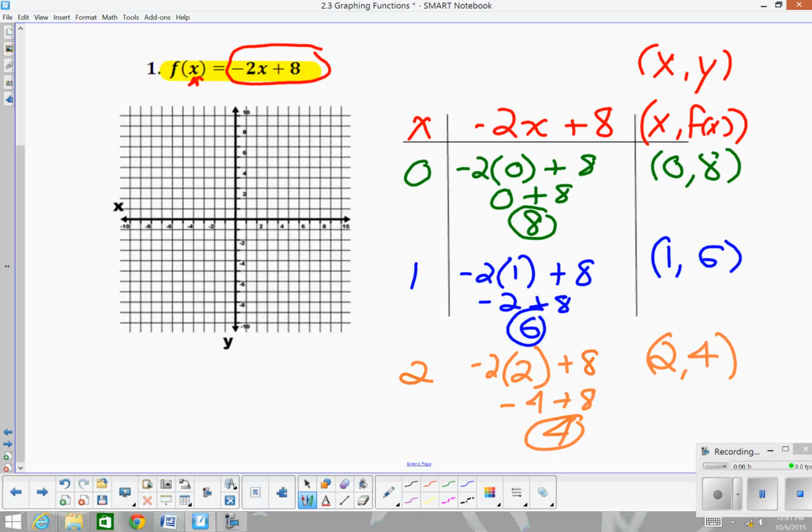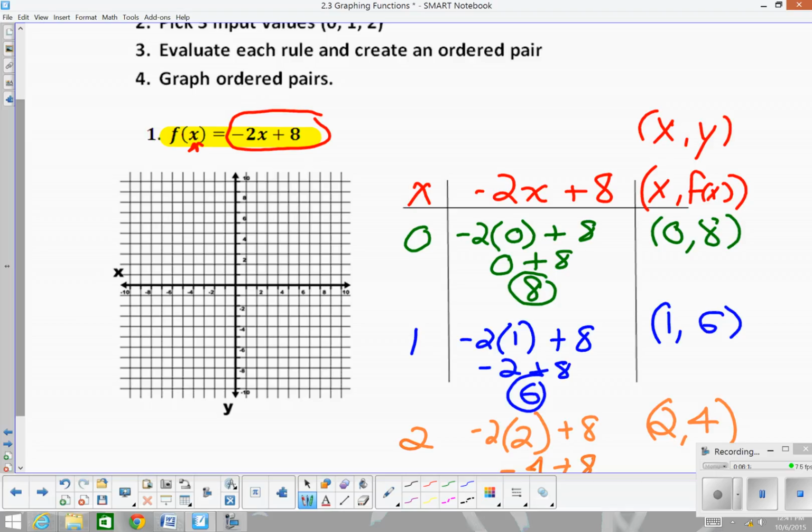Now, I have 1 ordered pair, 2 ordered pairs, 3 ordered pairs. If I want to plot those ordered pairs, I'm going to come over to my graph. So let's plot that first one. I'm going to color code. Let's go green. So 0 on the x-axis, and my y value is 8. So all I'm going to do is go up 8. 1, 2, 3, 4, 5, 6, 7, 8 right there.